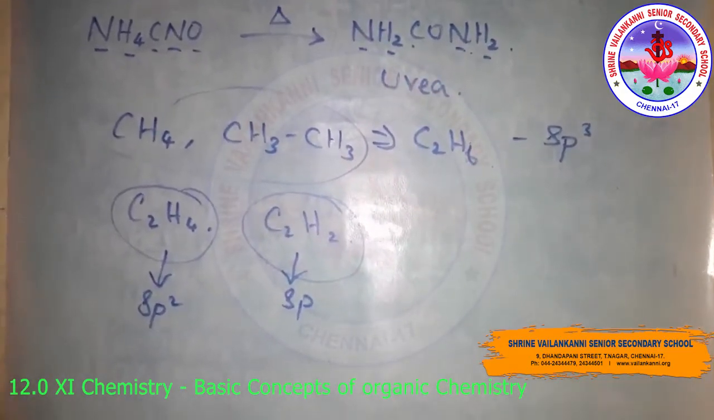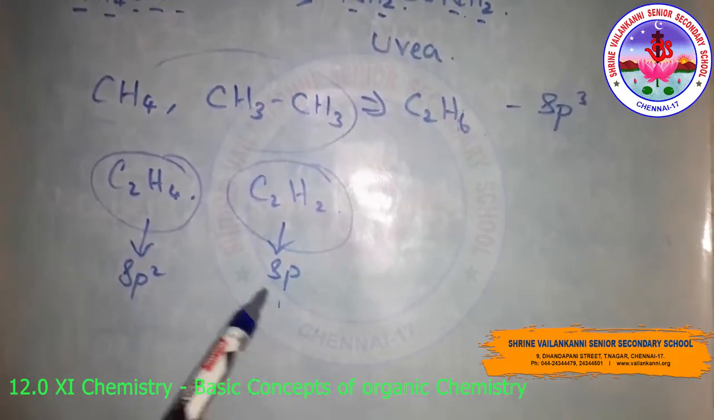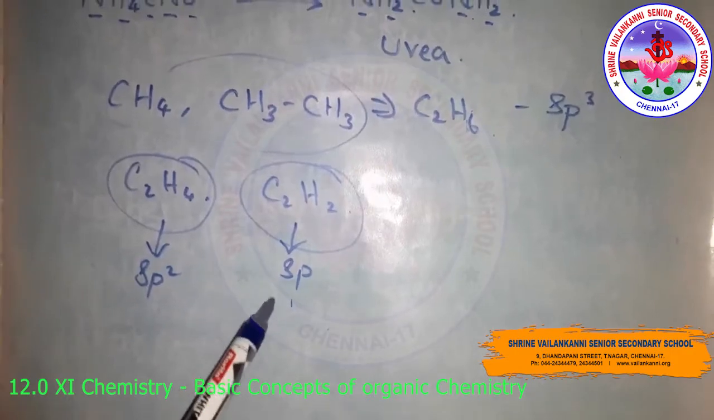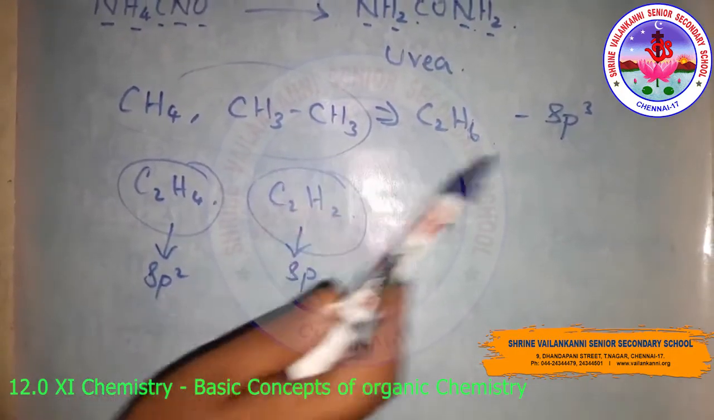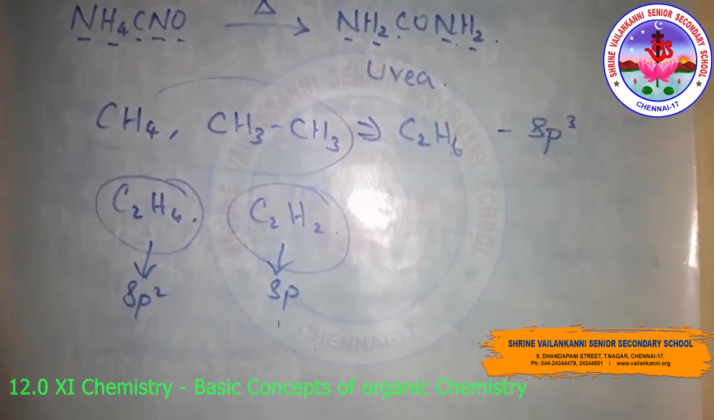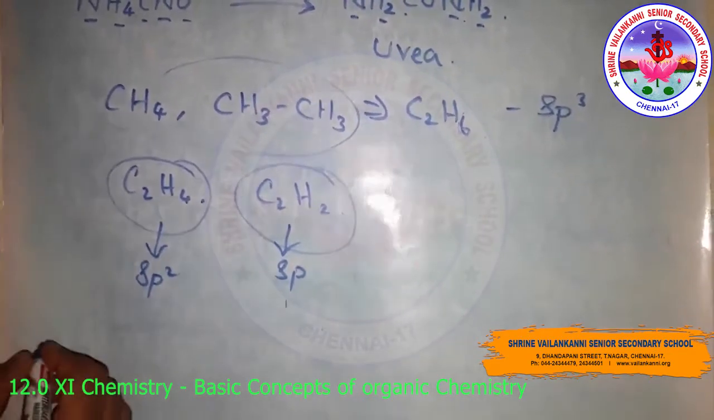So the carbon atom having sp hybridized orbitals, with 50 percent s character, is more electronegative than one possessing sp2 or sp3 hybridized orbitals. Okay. Then some characteristic features of the pi bond.